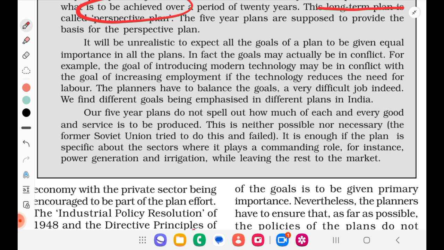Our 5-year plans do not spell out how much of each and every good and service is to be produced. This is neither possible nor necessary. The former Soviet Union tried to do this and failed. It is enough if the plan is specific about the sectors where it plays a commanding role, for instance, power generation and irrigation, while leaving the rest to the market.